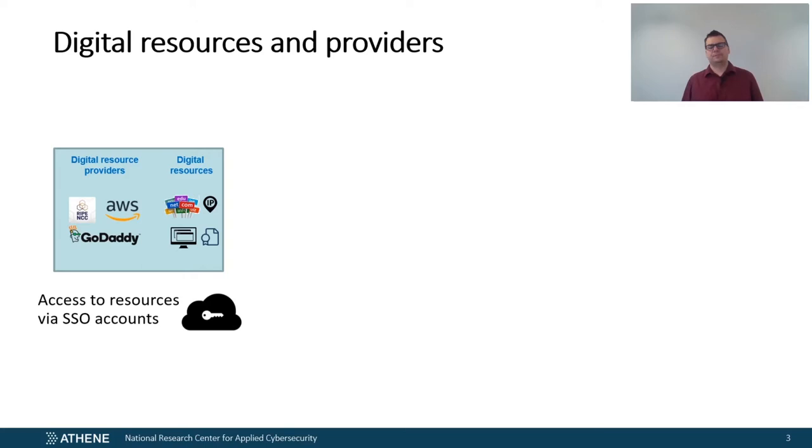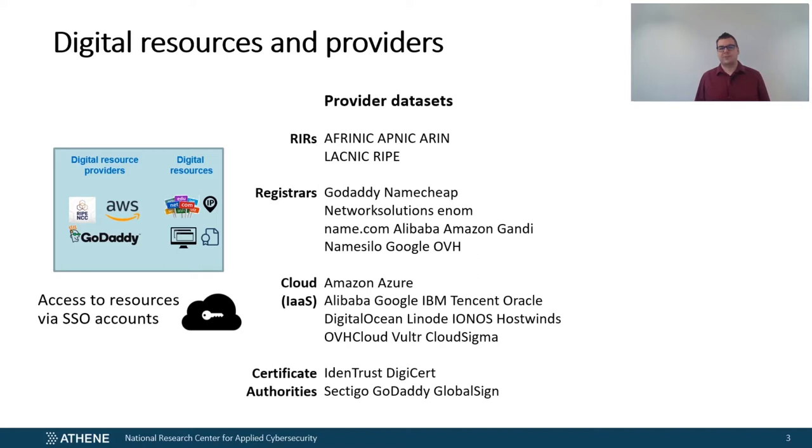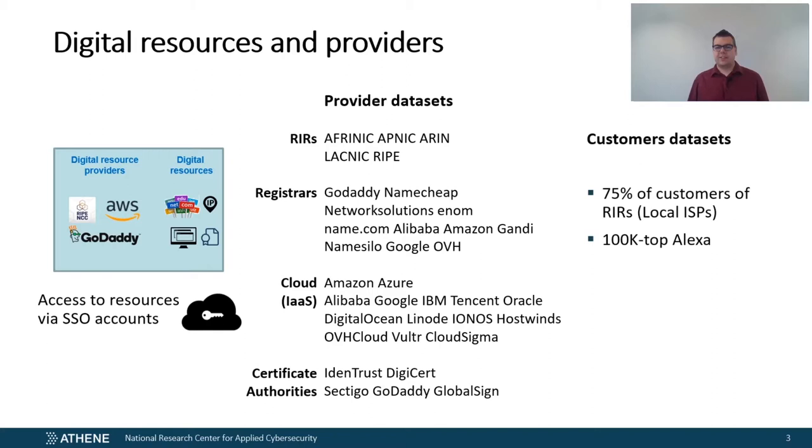So for our datasets, we looked at four different types of resources. We looked at all the regional internet registries where you manage your IP address allocations. We looked at registrars like GoDaddy, where you manage your domain names, and cloud providers like Google or Amazon, where resources like virtual machines and other cloud resources are managed. And finally, we look at certificate authorities, where you manage TLS certificates. For example, you can renew them. And for our customer dataset, we look at 75% of the customers of RIRs and also the 100K top Alexa domain list.